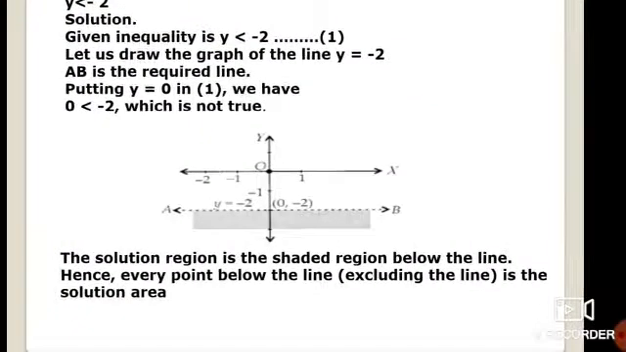Next, y less than minus 2. Here also first you have to draw the line of y equal to minus 2. So you will get the line like this. Since it is less than, it is represented by a dotted line.